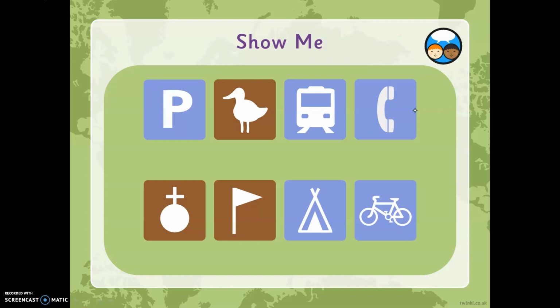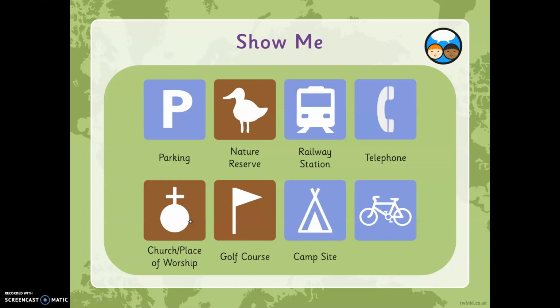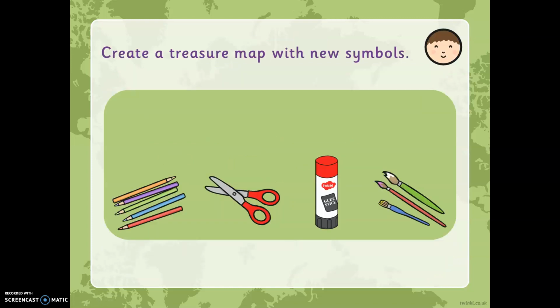Here are some symbols. This one's for parking. This one's for a nature reserve. This one is a railway station, and that's a telephone, which we already saw in the previous slides. This is a church, place of worship, a golf course, campsite, and a cycle route. Now, you will be creating a treasure map with new symbols.